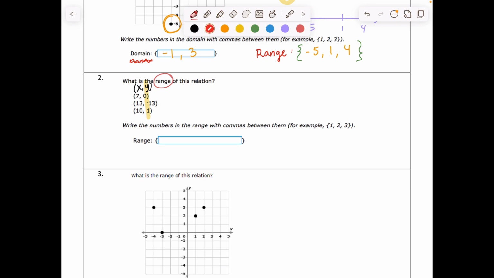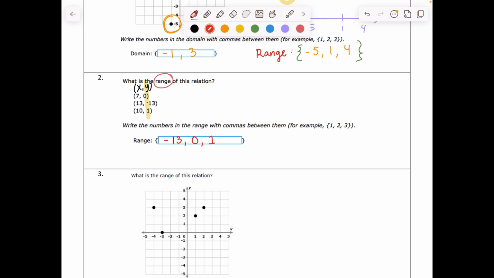I'm going to list them out in order, which is technically how they should be: -13, 0, and positive 1. Those appear to be all the values in my range, my y values. So they should be in order. You don't have to list any repeating values. But again, as long as you have all of your numbers listed, it's not the end of the world.